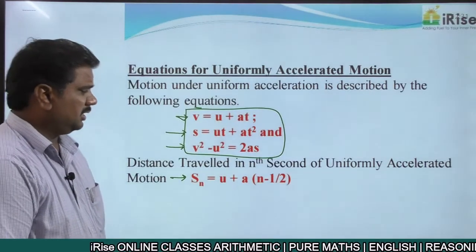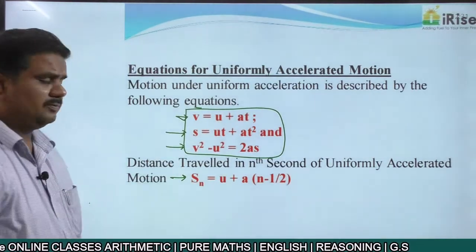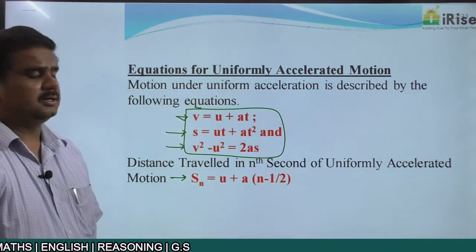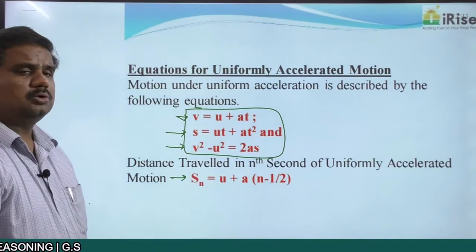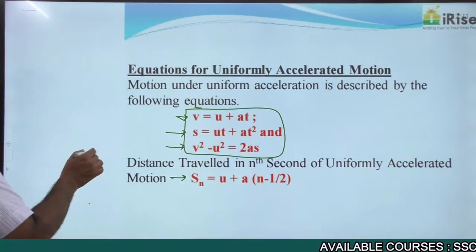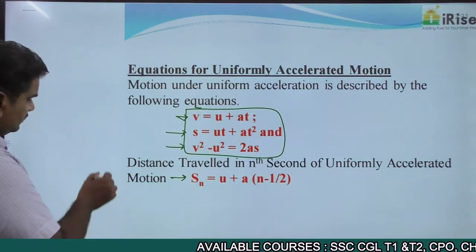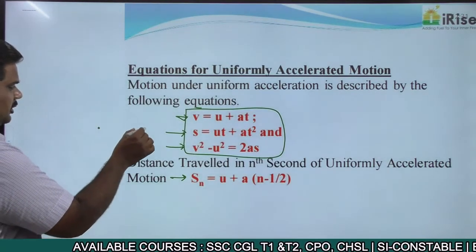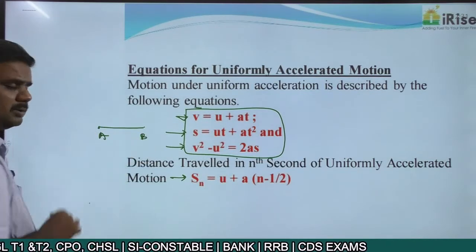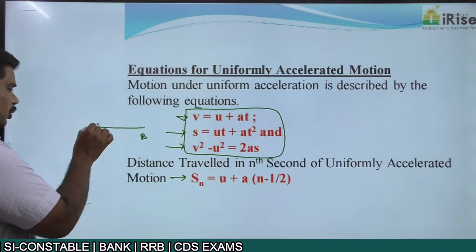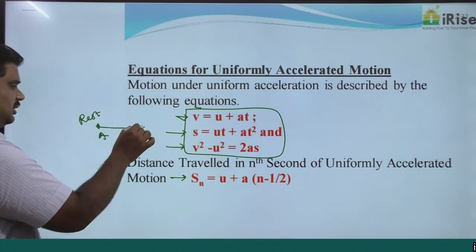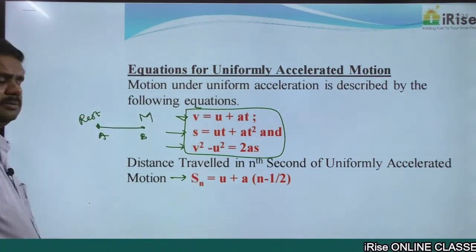V equal to U plus AT, S equal to UT plus half AT square, and V square minus U square equal to 2AS. Based on these equations of motion, we talk about how an object is moving from point A to point B. Suppose I have a point A here, point B here. Between these two points, the object is moving. When the object is at point A, it may be at rest. When the object is at point B, it may be in motion.